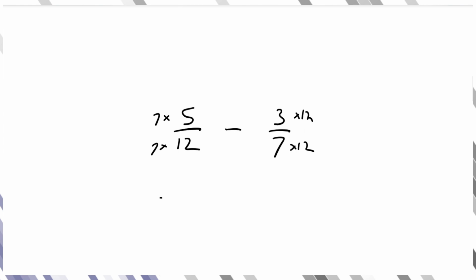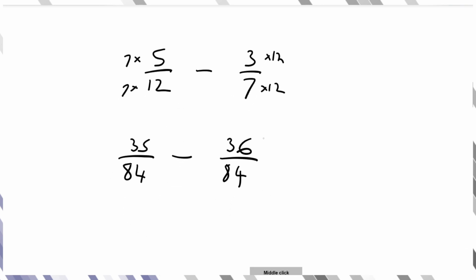So 7 5s are 35, 7 12s are 84, minus, and then 3 12s are 36. I should have kept them the other way around. And 7 12s are also 84. So we've got common denominators. Now we can subtract them. 35 take away 36 gives us -1. So it's -1 over the bottom number, which stays the same, 84. And that's it.